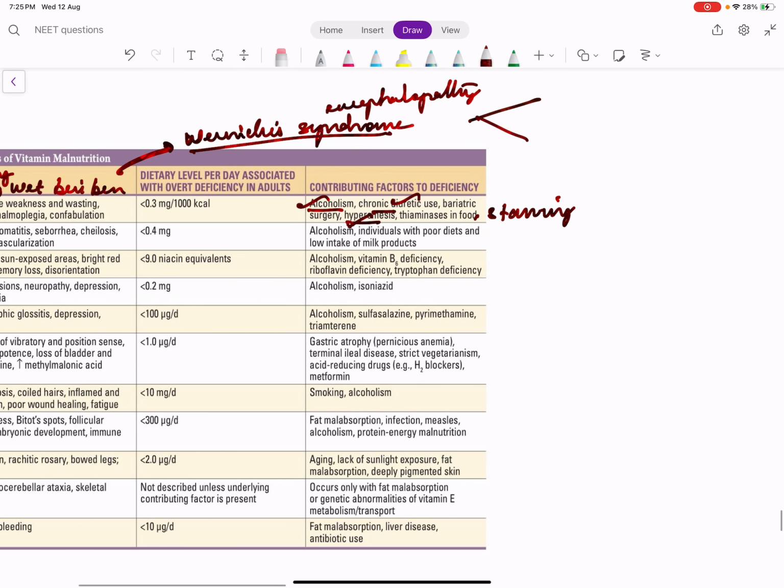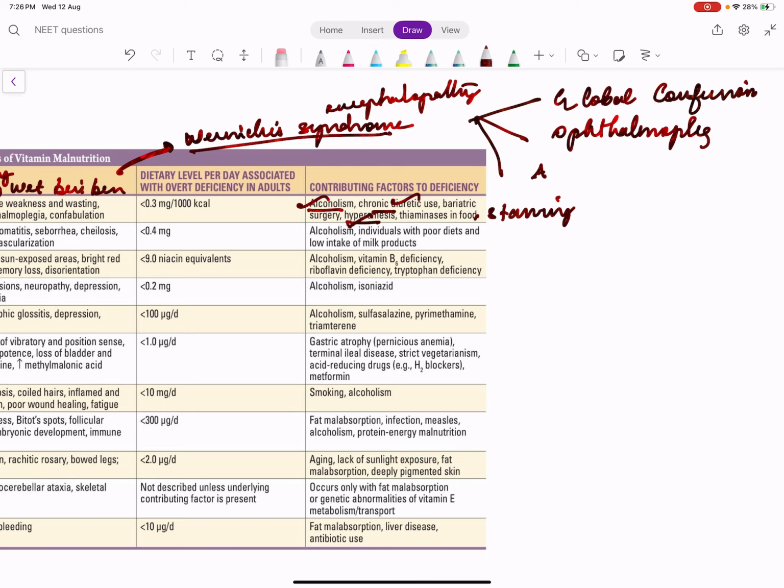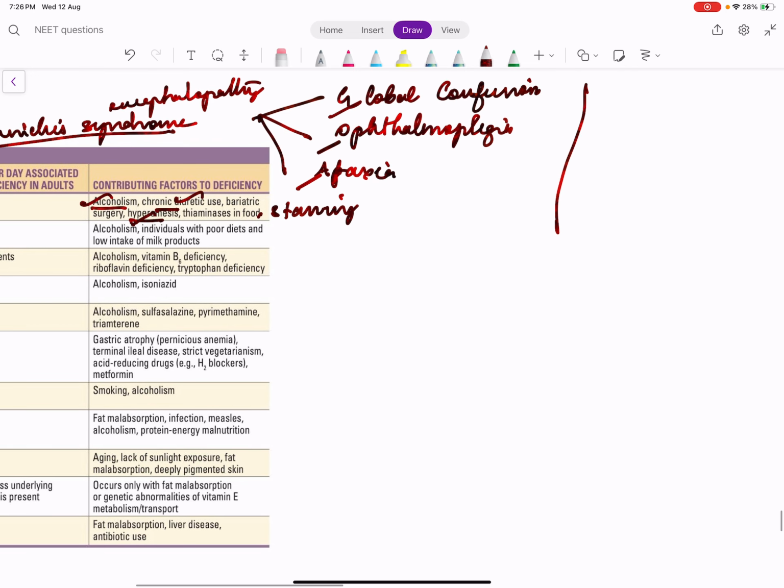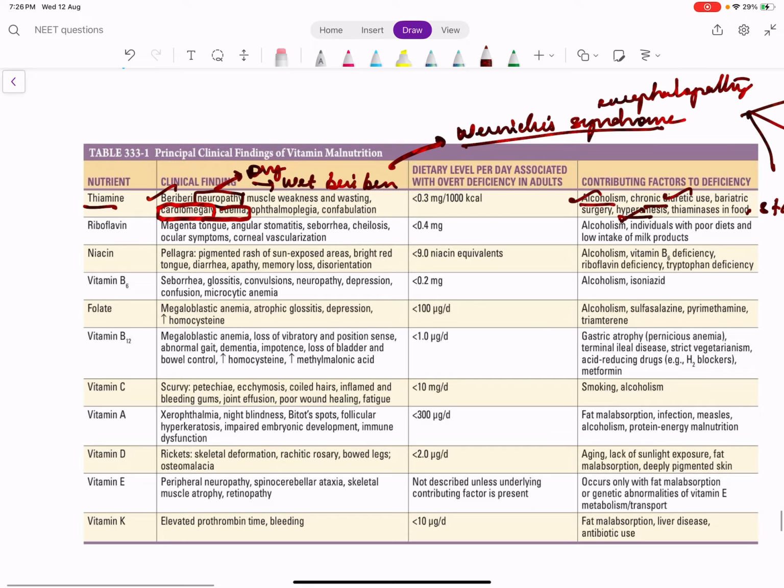If you remember Wernicke's encephalopathy, there is a triad, GOA. This triad occurs in the same order. Global confusion, ophthalmoplegia, which means there will be diplopia usually, and ataxia. So this triad, global confusion, ophthalmoplegia, ataxia, is called Wernicke's encephalopathy. If it continues to progress, it leads to something called Korsakoff psychosis. In wet beriberi, there will be cardiomegaly.